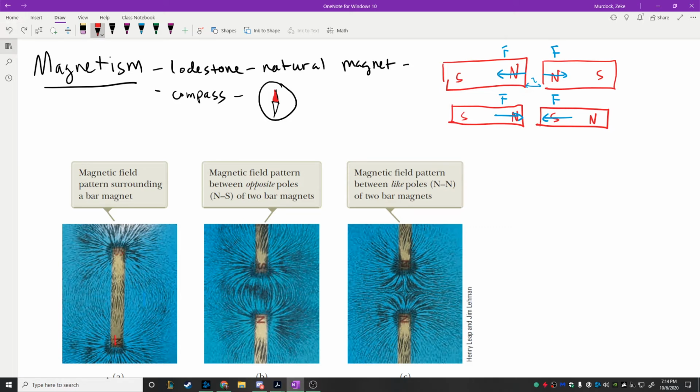The fields that are produced by these, we call this a dipole magnet or a bar magnet. This would be the field for a dipole as well, where this is the north side and this is the south side. And this is a north-north, which is what it looks like when you put a positive charge and a positive charge in terms of fields. So luckily, with our experience with fields, the idea of a magnetic field, I hope, isn't too foreign to you.